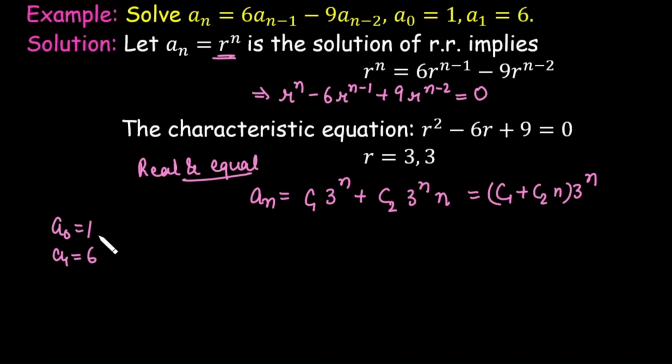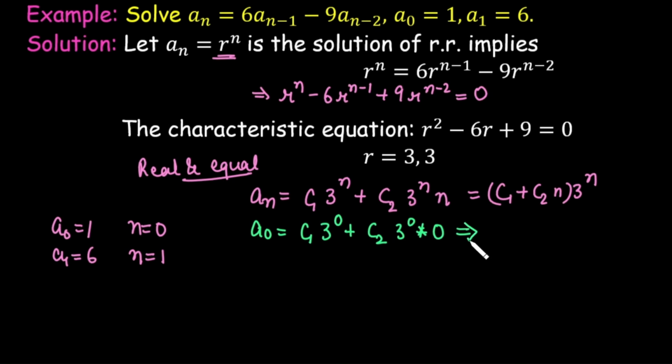It says that a0 is equal to 1. It means in this case n is equal to 0, and in this case n is equal to 1. So put n is equal to 0 here. We have a0 is equal to c1 3 raised to power 0 plus c2 3 raised to power 0 into 0. That implies a0, that is 1, is equal to 3 raised to power 0 is 1, that is constant, simply c1, and this term is 0. So directly we are getting the value of the constant c1 as 1.